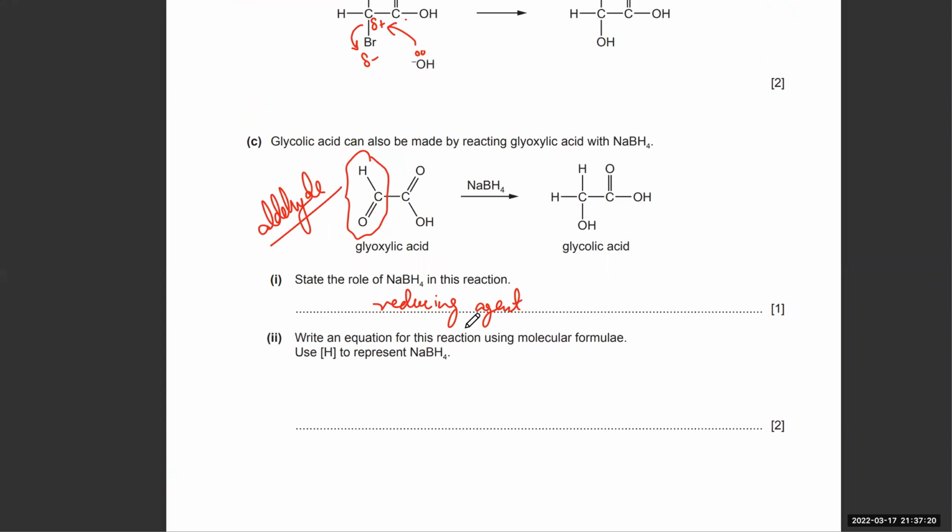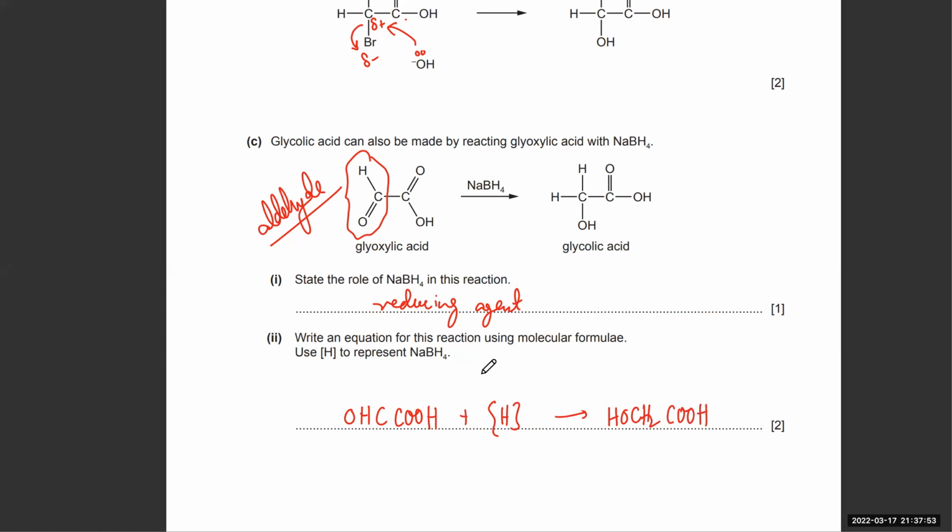And write an equation for this reduction using the molecular formula, use H to represent NaBH4. So we're going to write this equation. It's going to be CHO. The other side is COOH, COOH. And it's undergoing reduction. So NaBH4 is saying that use it as H. What product is forming? The product is this one. It's CH2OH. And the other side is COOH.